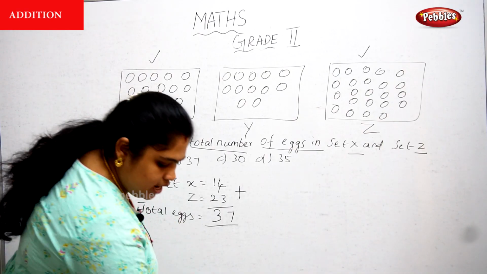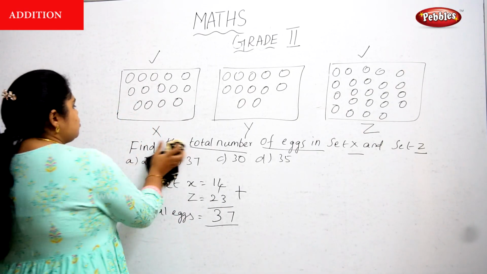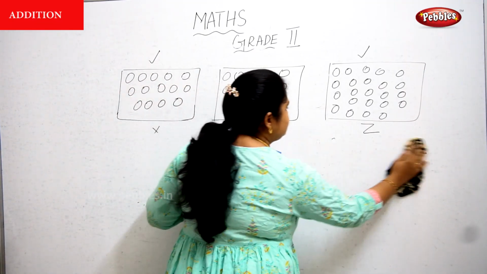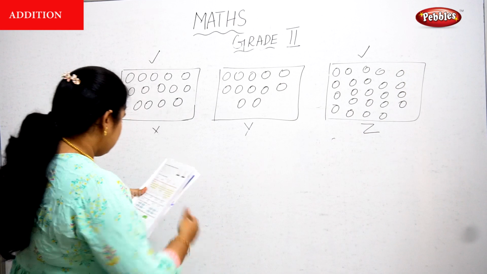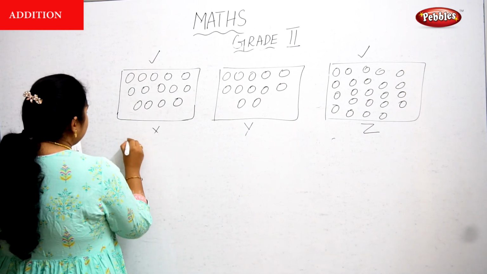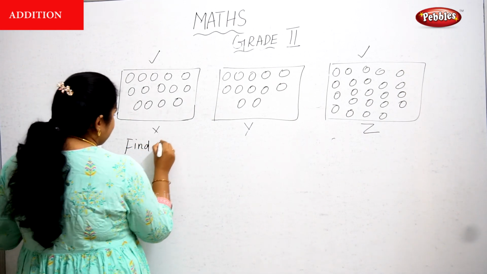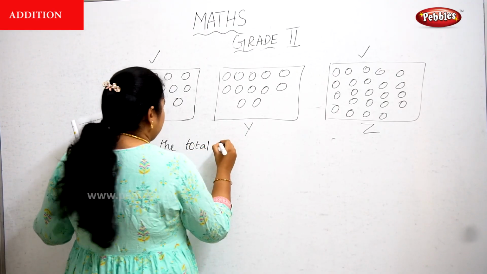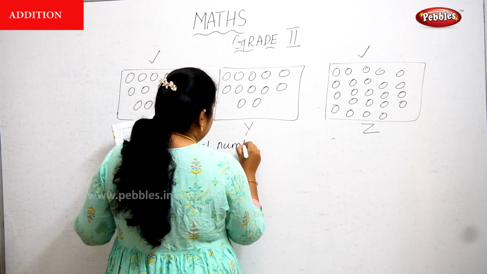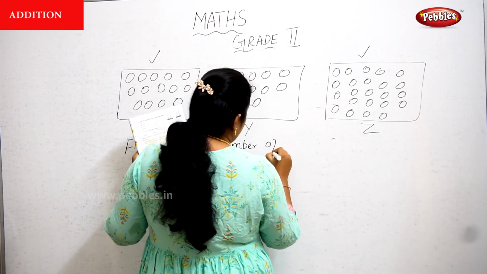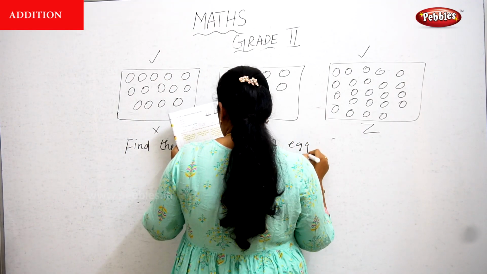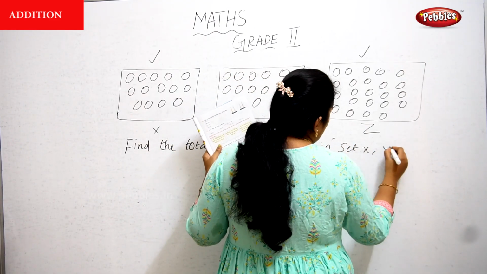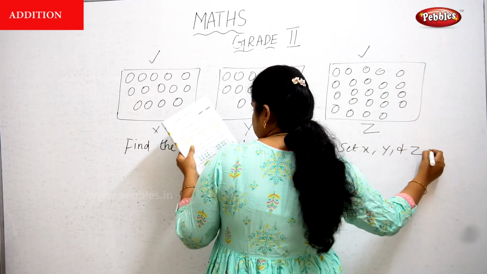Okay. Now, you understand? Okay. So, the next question is also related to the same set of eggs. Let's see that. Next question. Find the total number of eggs in set X, Y and Z.